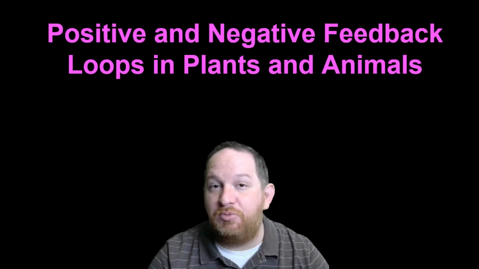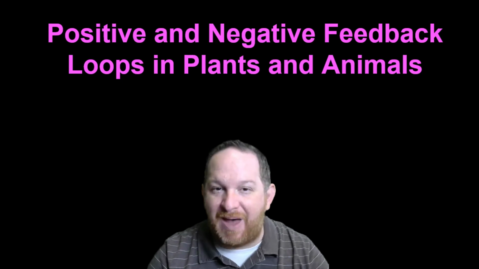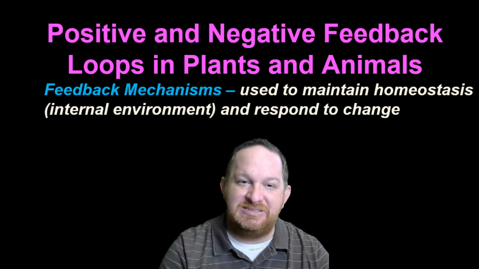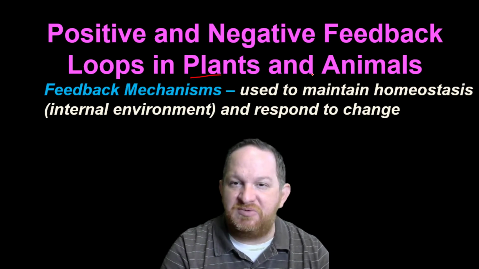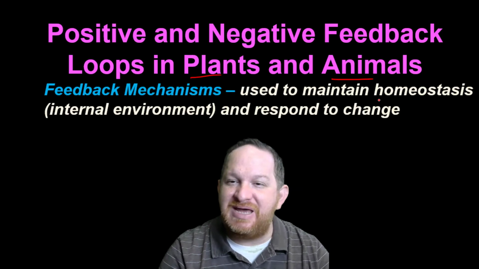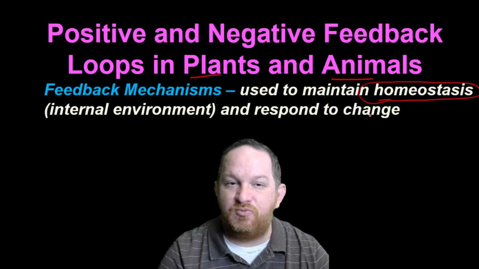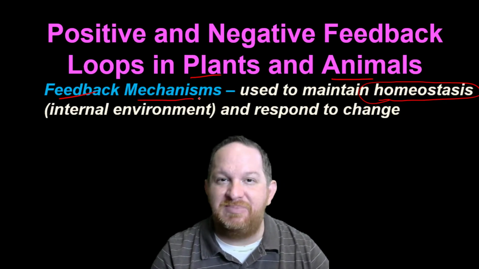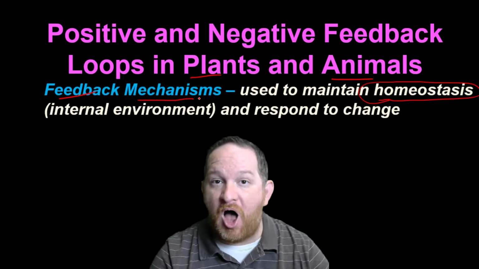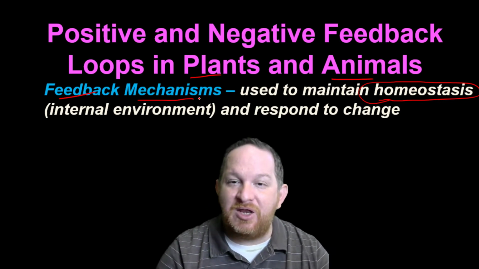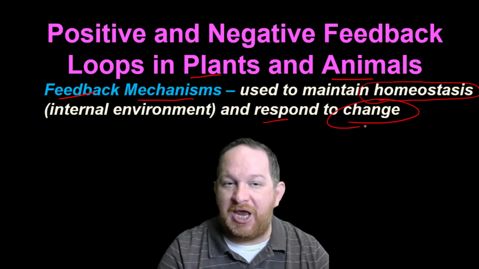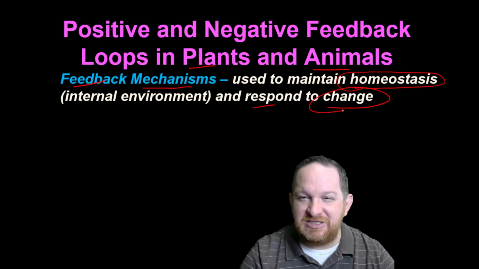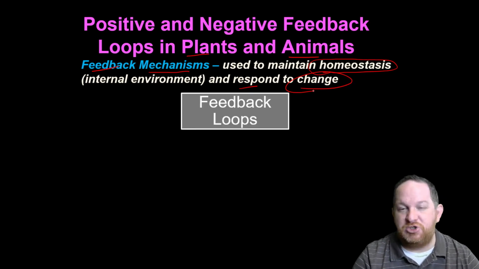In this video, I want to talk to you about positive and negative feedback loops in plants and animals. So what is a feedback loop? What is a feedback mechanism? Basically, in living organisms like plants and animals, they need to maintain some sort of homeostasis, right? So feedback mechanisms are a way that the organism can get some feedback on what's going on in itself and then respond to a change if it is needed. So feedback mechanisms help us maintain homeostasis and respond to change.